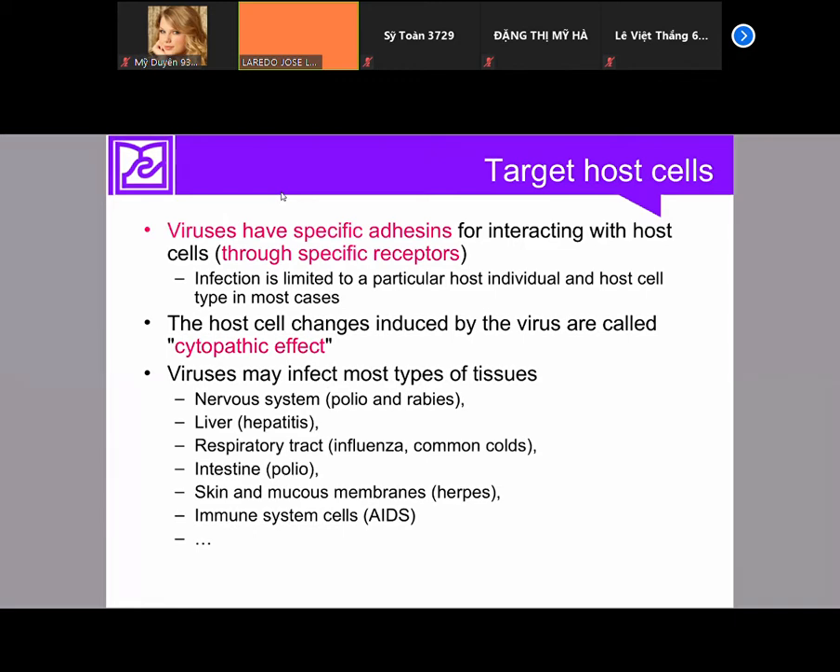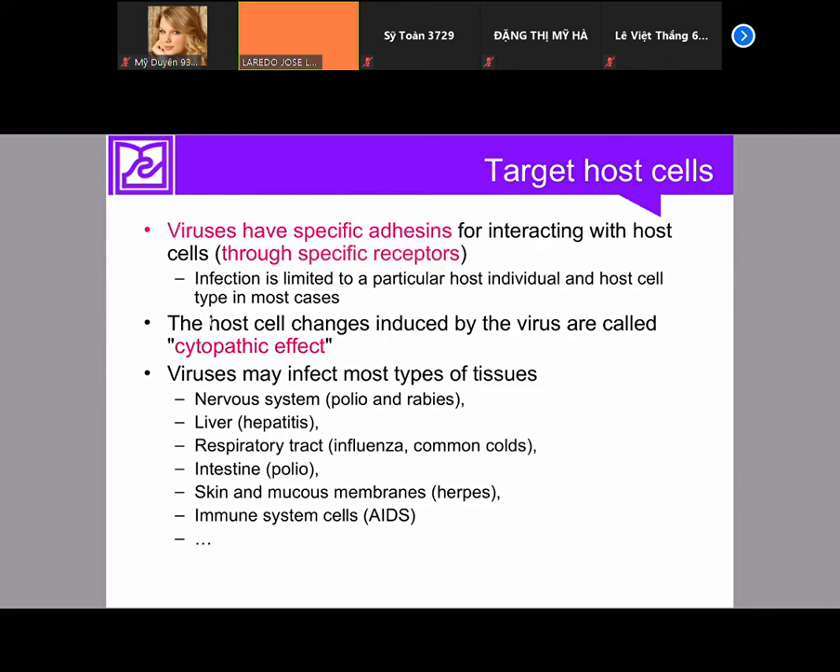Viruses bind host cells because they have specific adhesins, the same as bacteria. So viruses also have virulence factors. Adhesins are virulence factors. Viruses have specific adhesins that bind specific receptors in the host cells.